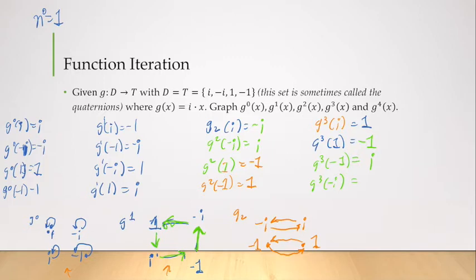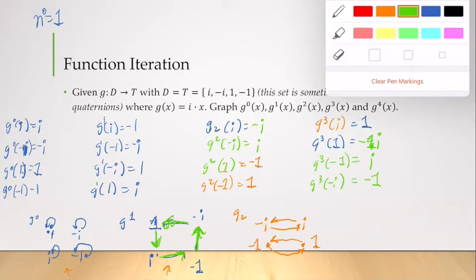I need to know where G of -i goes. -i goes to 1, 2, 3. It goes to -1. And that means 1 goes to -i. That was a typo on my part. 1 goes 1, 2, 3 to -i. All these guys look really similar.